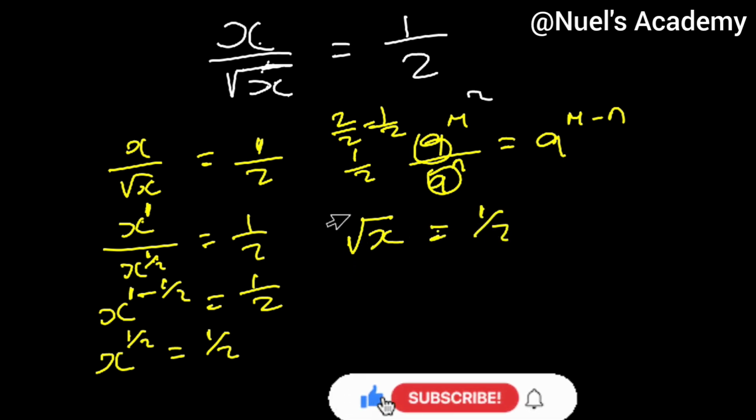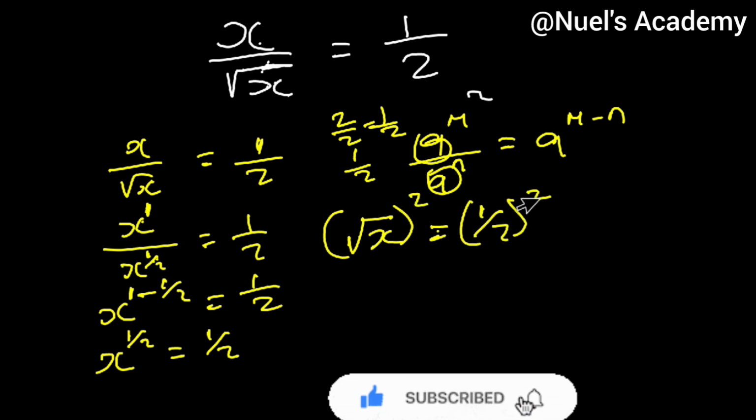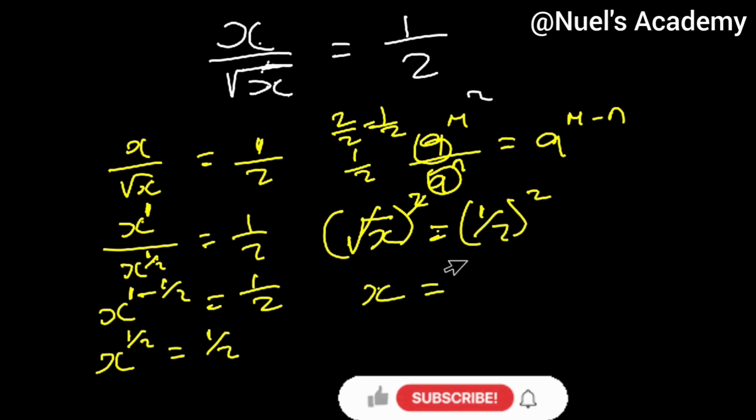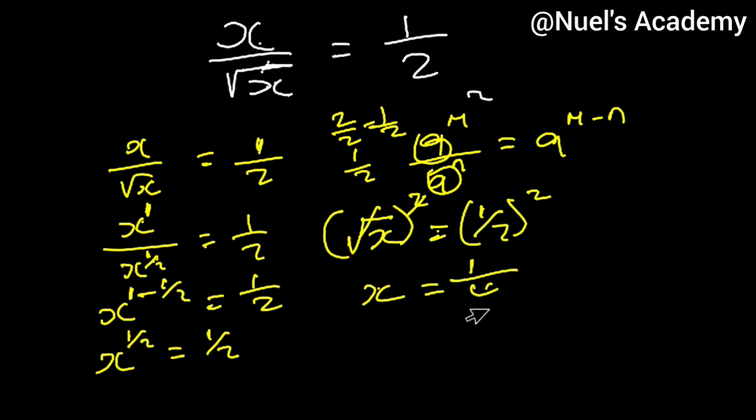To remove this square root, we square both sides so that this square and this square cancel. So we're going to have x equal to 1 times 1 is 1, over 2 times 2 is 4, which is equal to 1 over 4, the answer we got in the previous method.